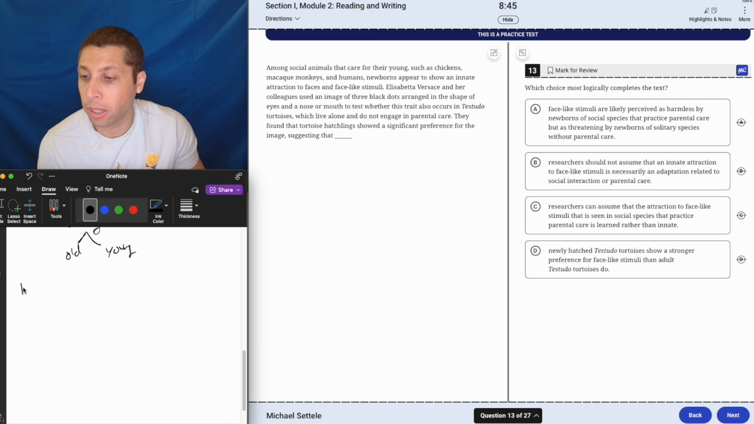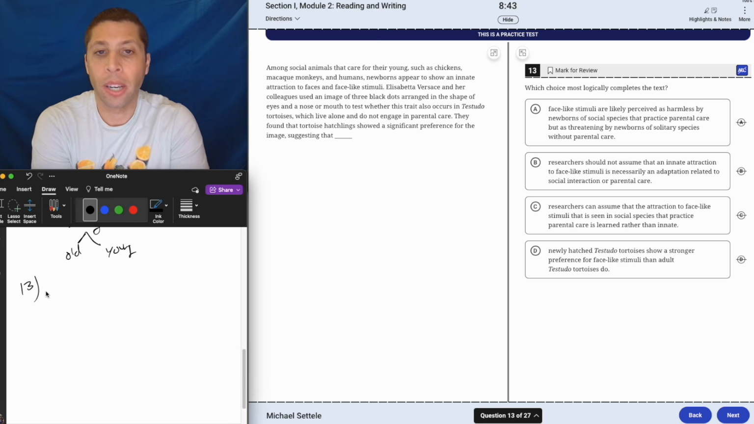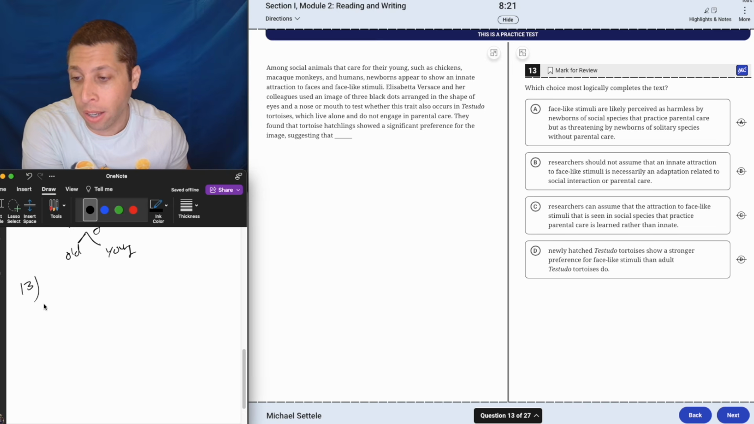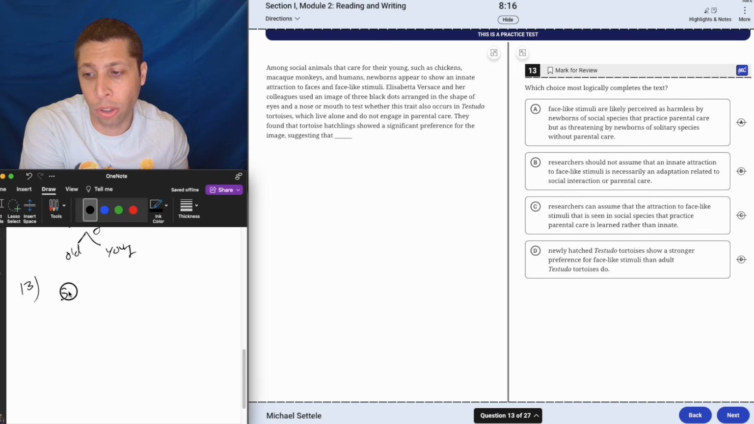13. Logically completes. Among social animals that care for their young, such as chickens, macaque monkeys, and humans, newborns appear to show an innate attraction to faces and face-like stimuli. These people used an image of 3 black dots arranged in the shape of eyes and a nose or mouth to test whether this trait also occurs in testudo tortoises, which live alone and do not engage in parental care. They found that tortoise hatchlings showed a significant preference for the image, suggesting that, basically, social does not necessarily mean they like faces.